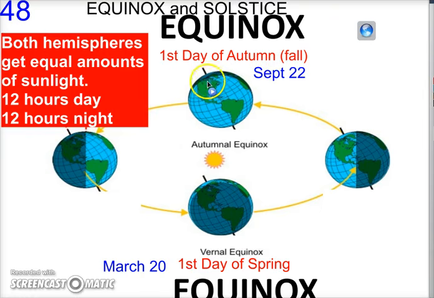Now, if you remember that the northern and southern hemispheres have opposite seasons, so when it's the first day of fall for us in the northern hemisphere, it's the first day of spring for those in the southern hemisphere.